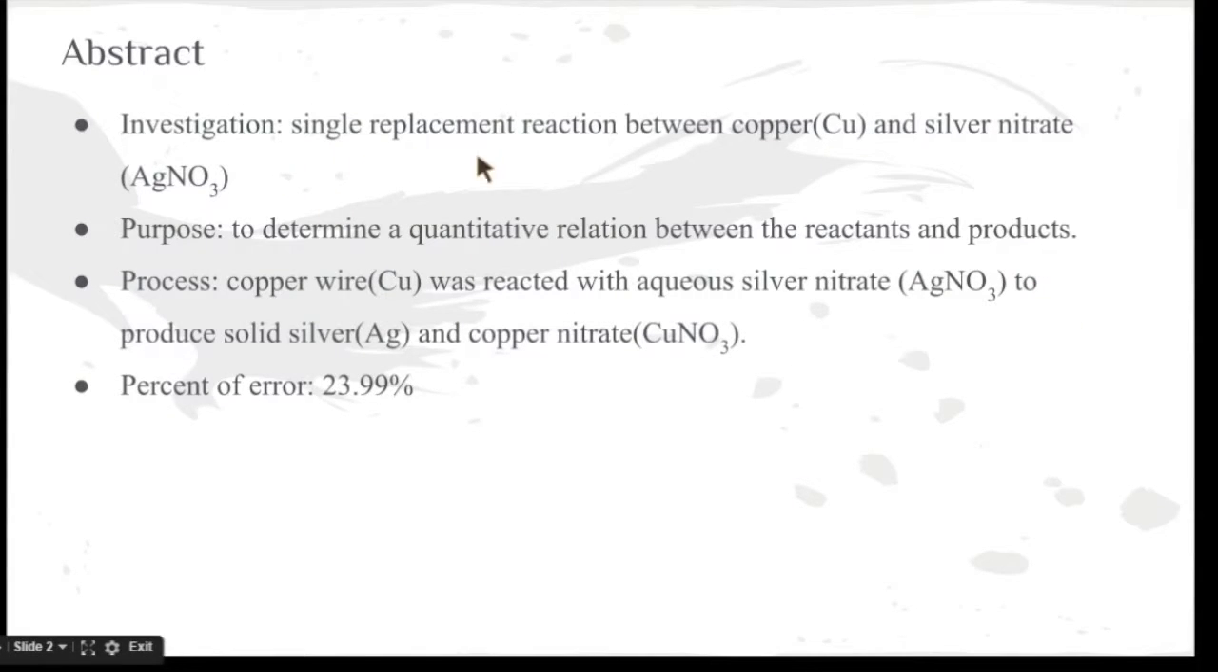A single replacement reaction between copper and silver nitrate was conducted in order to determine a quantitative relation between the reactants and products. In this investigation, copper wire was reacted with aqueous silver nitrate for 24 hours to produce solid silver and copper nitrate. The percent error of silver yielded was 23.99% and might be due to residue being left on the beakers.